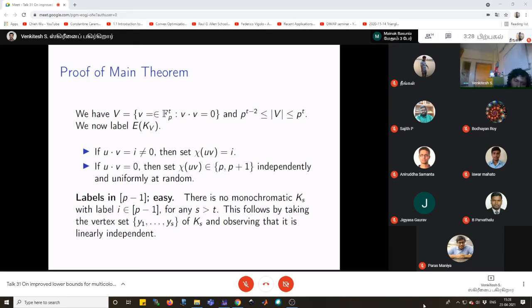So here's the following. We did introduce one element of randomness in labeling the edges UV where the dot product of U and V is 0. Right? Now, here's the thing. This complete graph, the overall complete graph that we are considering on the vertex set B is quite large. The number of vertices is p to the t minus 2. Turns out that it is not very reasonable to expect that in this complete graph you will not have a monochromatic K_t. There may be many actually.